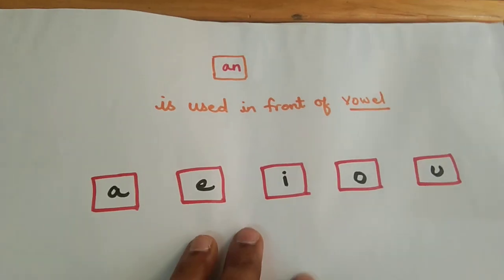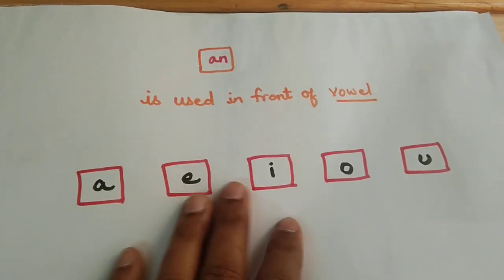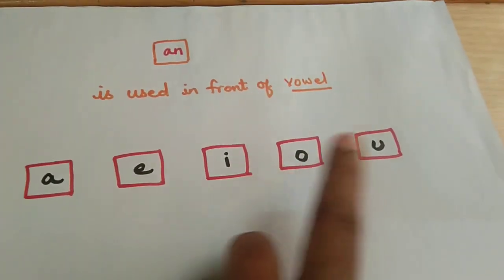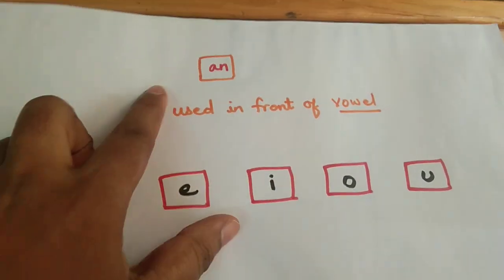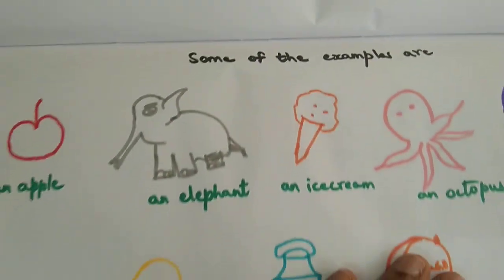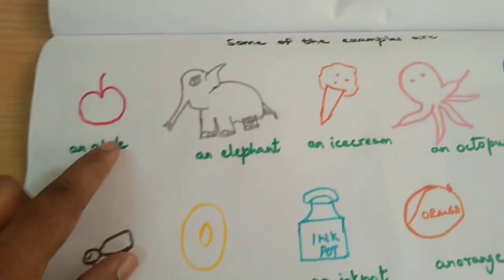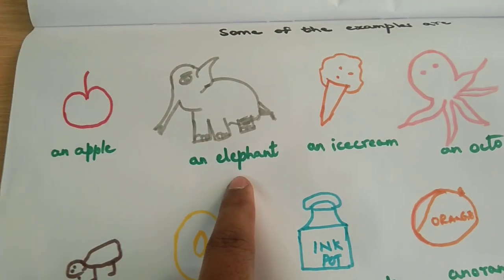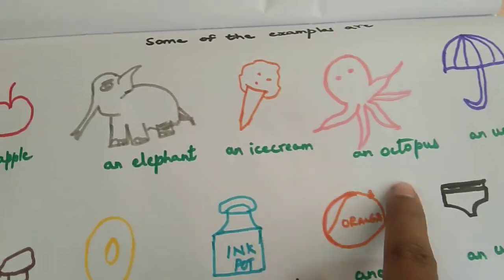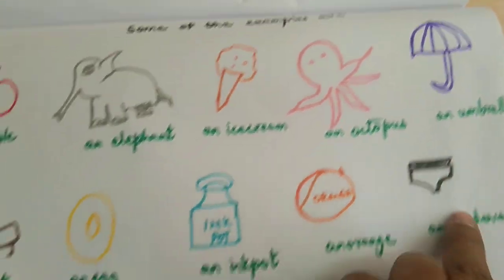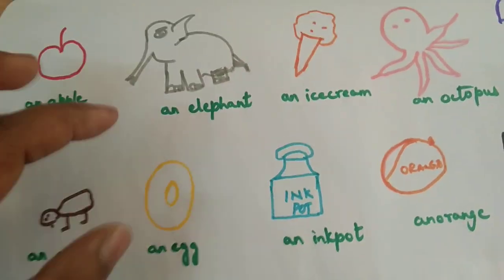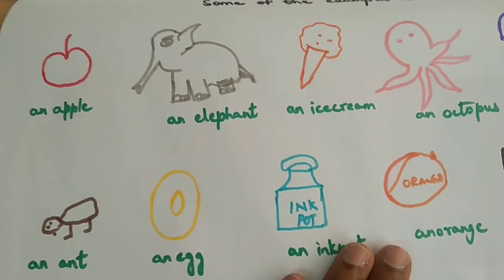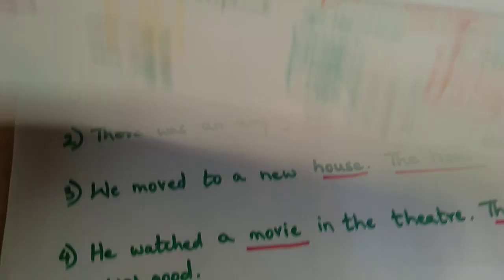And then an is used in front of a vowel, that is, any word starting with a, e, i, o, u. That's where we use an. Again, we are seeing some more examples. For each vowel I have drawn two pictures: an apple, an elephant, an ice cream, an octopus, an umbrella. You can put in still more pictures to make it more colorful, so that the child can see more pictures and relate to things.